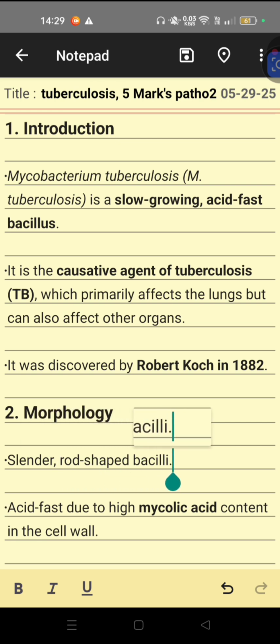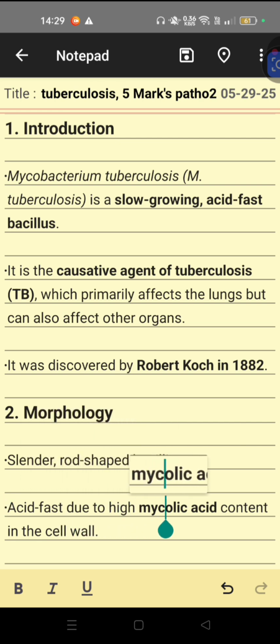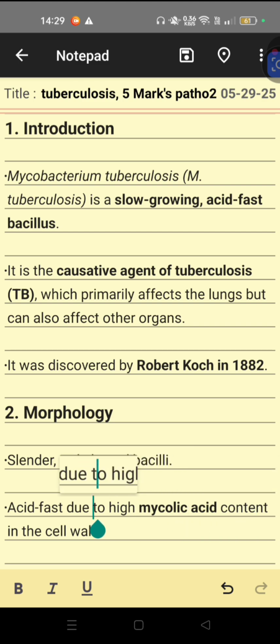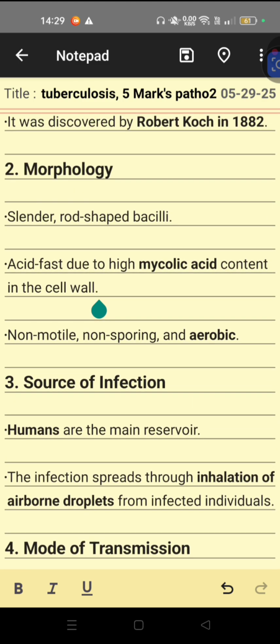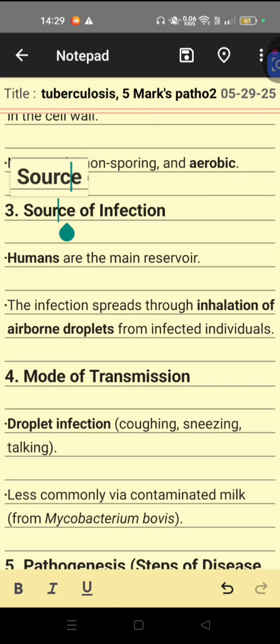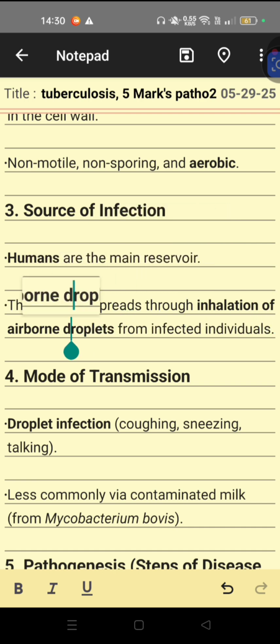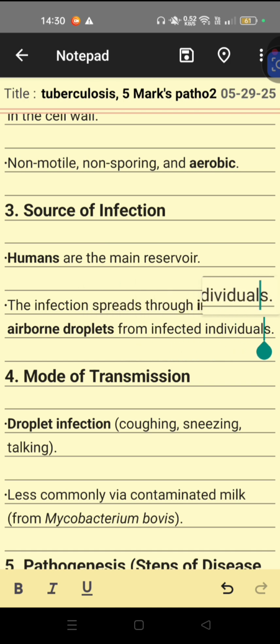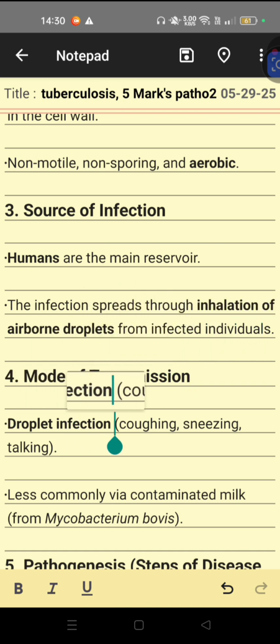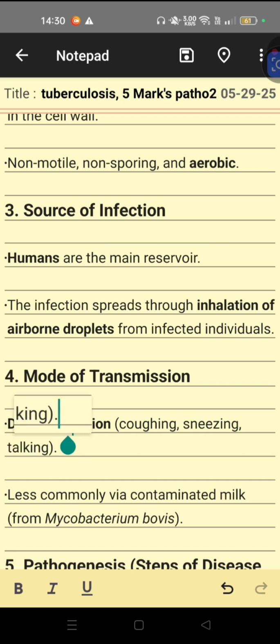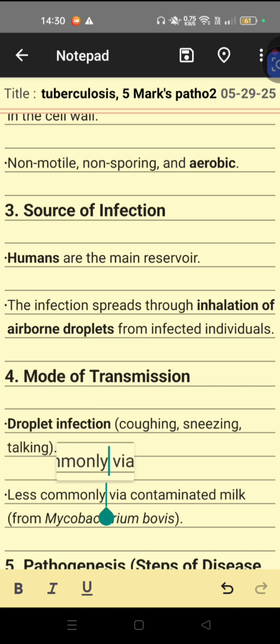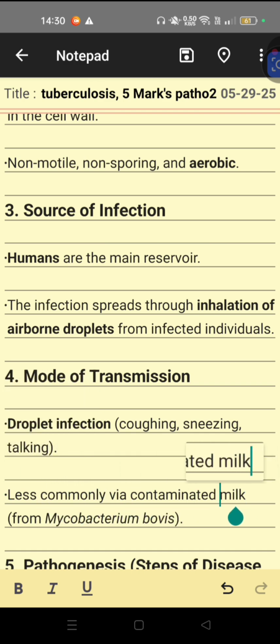Morphology. Slender rod-shaped bacilli, acid-fast due to high mycolic acid content in the cell wall. Non-motile, non-sporing, aerobic. Sources of infection: humans are the main reservoir. The infection spreads through inhalation of airborne droplets from infected individuals. Mode of transmission: droplet infection, coughing, sneezing, talking, less commonly via contaminated milk from Mycobacterium bovis.